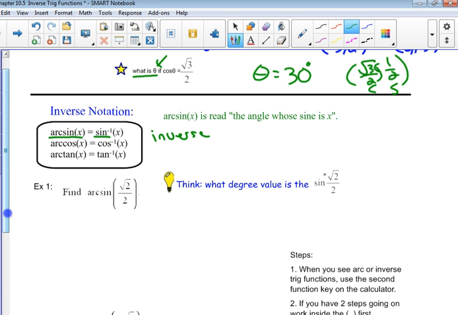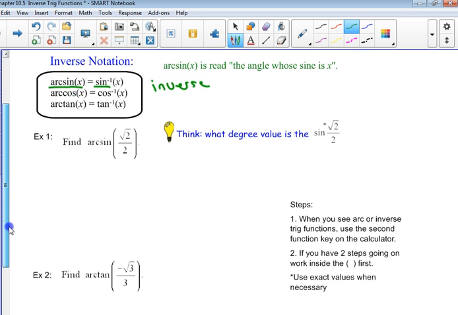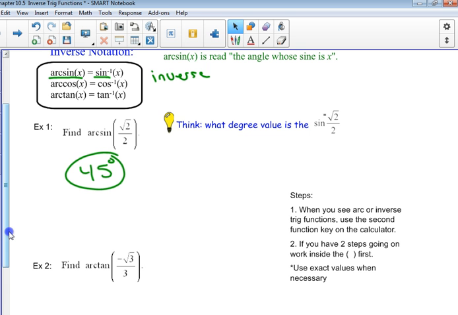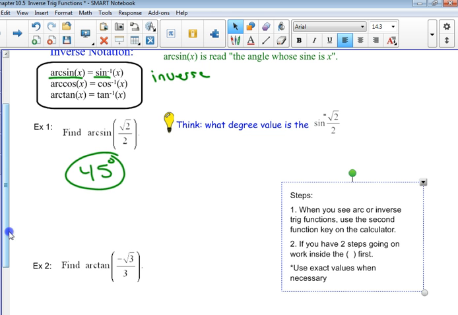So whenever you're doing arc, or you see this little inverse sign, the big thing is we are thinking: at what degree value? If I see arc sine of radical 2 over 2, they want to know at what degree the sine would be radical 2 over 2. Some of you could probably just do this in your head. Yeah, that's 45. It's got to be 45. Remember at 45 degrees your ordered pair is radical 2 over 2 and radical 2 over 2. What makes it going back? Because you're going backwards.